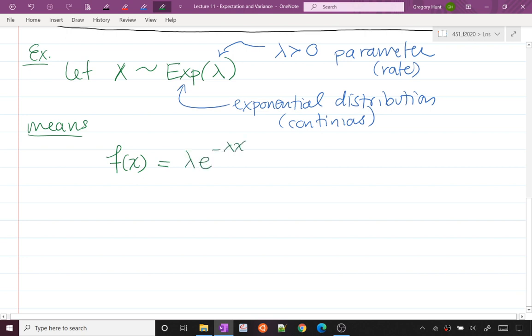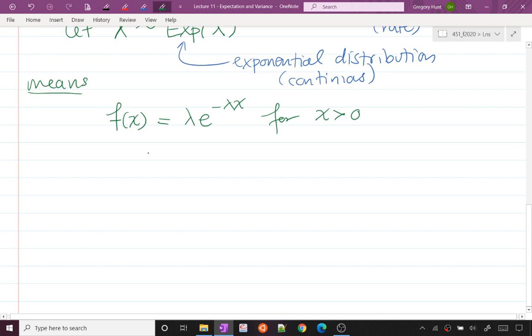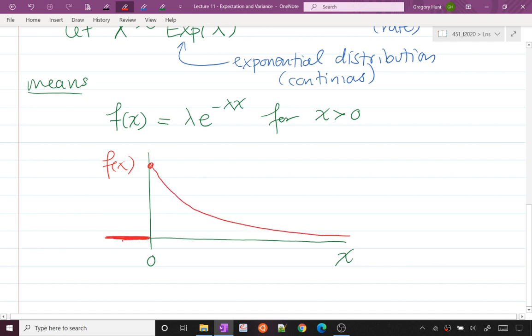This means that my pdf has the following form. Lambda e to the negative lambda x for x positive. The implied part, which I didn't write, is that the pdf here, f of x, is 0 when x is less than or equal to 0. And so what this looks like, if we draw a graph of my pdf, here's f of x, here's x, this is maybe my 0 point. Let's make f of x red. Below 0, f of x is 0, and then it follows something that looks like this. This is lambda e to the negative lambda x. And again, lambda is just some positive number.